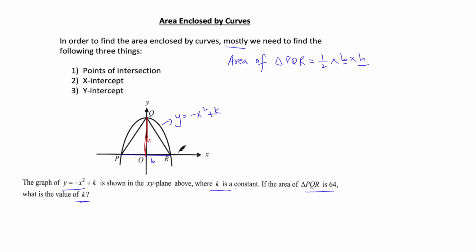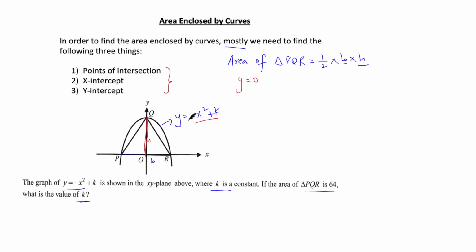So how can we find these? You see, these are the three things that you might have to do. It's not necessary that you have to do all three; we'll have to look into it. So how can we find points P and R? That's basically the x-intercept of this graph. What is point R? What is point P? The x-intercept. And how do you calculate the x-intercept? You equate y to 0.